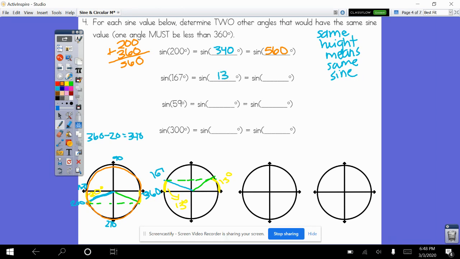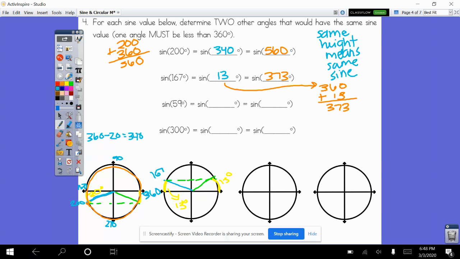Now to get the other really easy one, I just need to add 360. Now I'm going to show you an example here. I can add 360 to 13 as well. So that gives me 373. So you could have added it to 167, but you can also add it to 13. Again, you won't get the same number, but you still get an angle that answers the question.